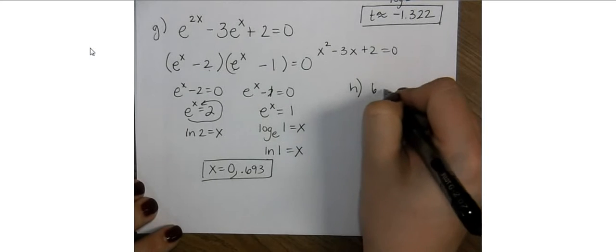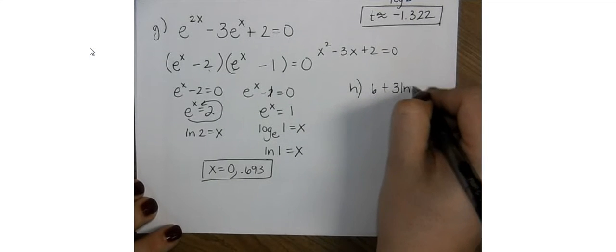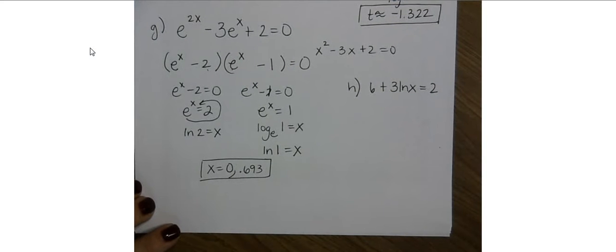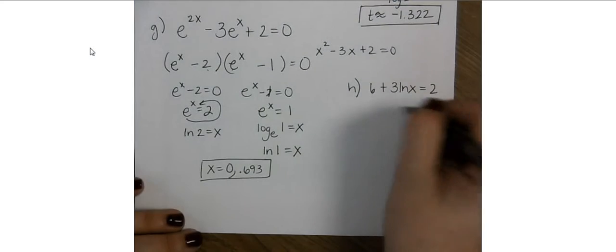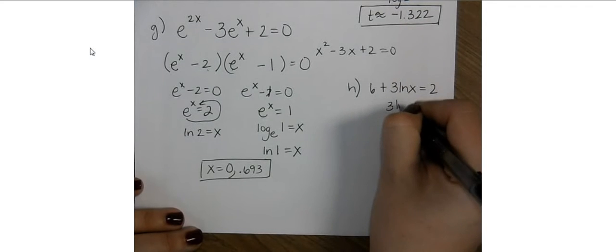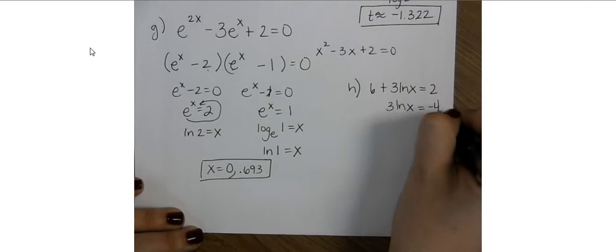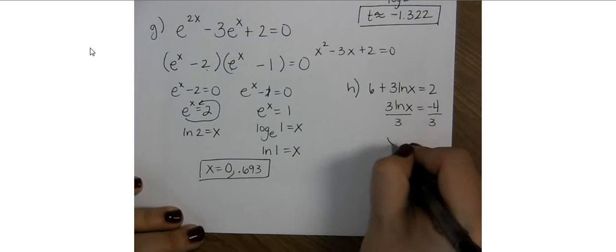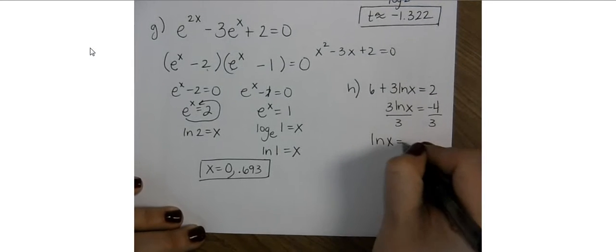H, you have 6 plus 3 times the natural log of x equals 2. All right, so this one's a little bit easier. You subtract the 6, gives you negative 4, and then you divide by 3, and you get the natural log of x equals negative 4/3.